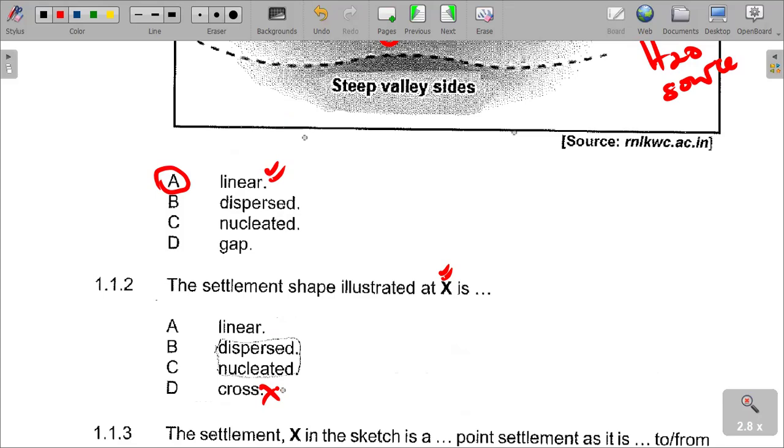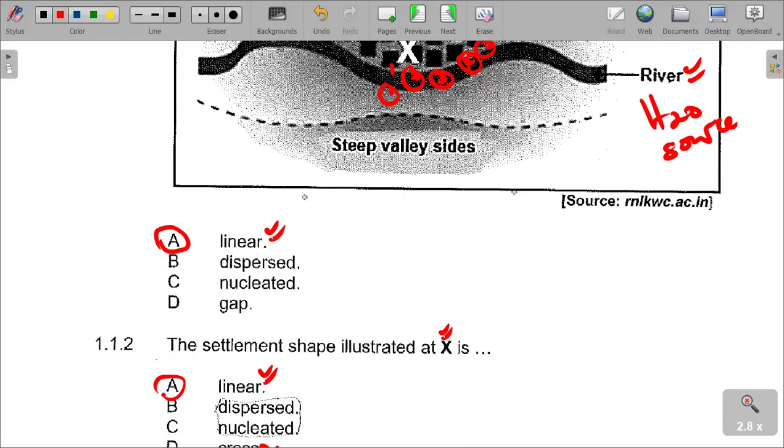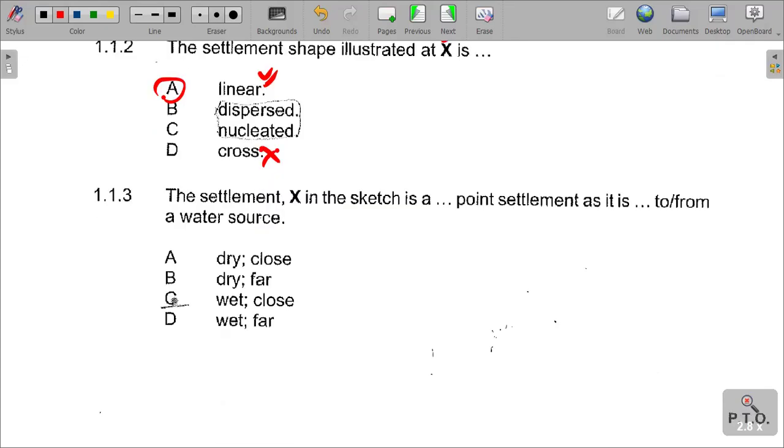So we see the same river, same line, same shape, same pattern. I would want to say that we still have a linear settlement shape that is happening along there. We still have a linear settlement shape taking place at X. So the settlement X in the sketch is a dash point settlement.